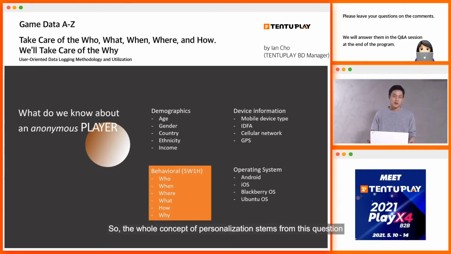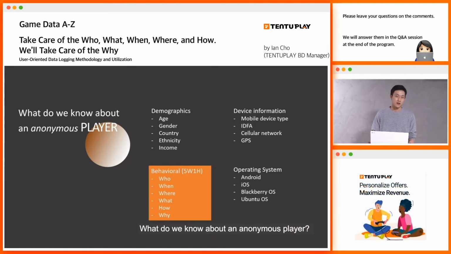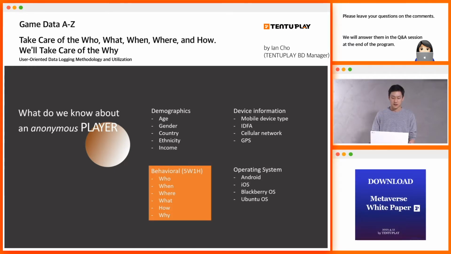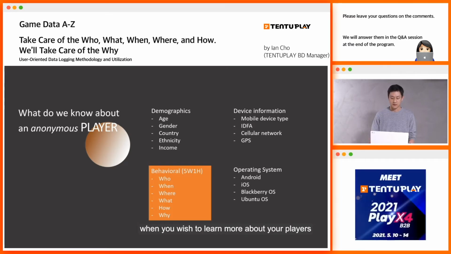So, the whole concept of personalization stems from this question: what do we know about an anonymous player? Depending on your analytics and tracing capabilities, you may collect information on players' demographics, device information, and operating systems. These are relatively common and easy to approach techniques when you wish to learn more about your players.